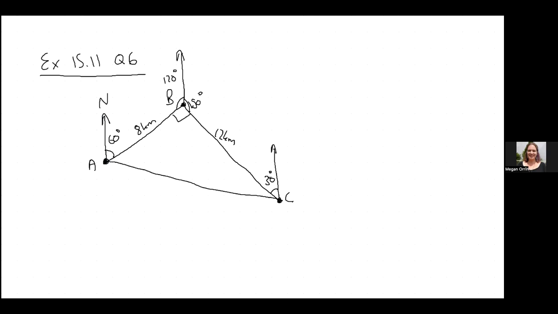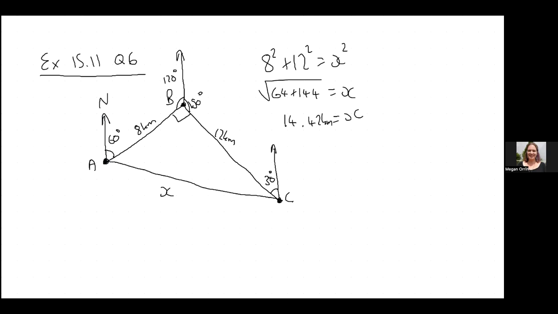So the first thing is the length of the return journey, going all the way from C back to A. If this is a right-angled triangle, I can just use Pythagoras. So 8 squared plus 12 squared equals x squared. Let's call this x. That means the square root of 64 plus 144 equals x. If we type that into a calculator, we would get 14.42 kilometers. So that is the return distance.